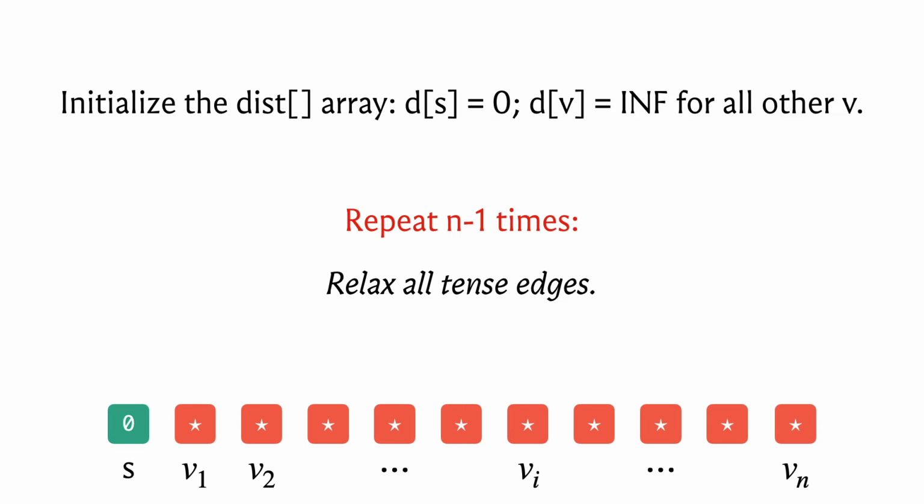And at this point, we are going to go through all edges and ask them if they're tense. So which edges are going to be tense at this stage of the algorithm? Take a moment to think about this and come back when you have an answer.